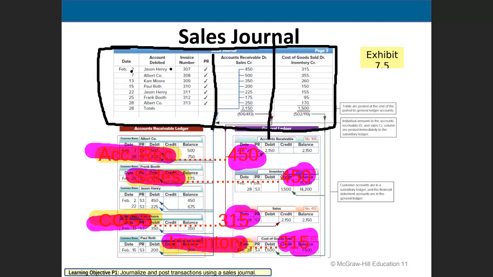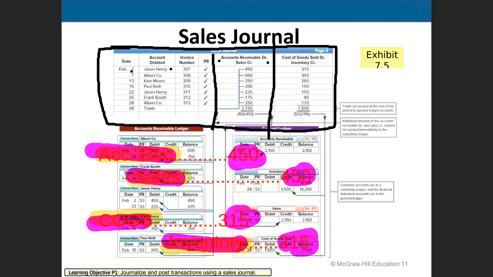Look here. If you can zoom, please. Let's zoom on the table. Okay. So you can have a closer look. So you find here, what is written here? Accounts receivable debit, sales credit, and you have a column.